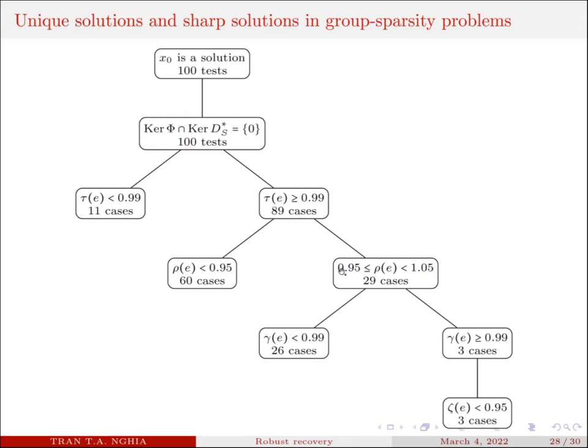Between 0.95 and 1.05, we have 29 cases. For those 29 cases, we try to find gamma E. Gamma is more than 0.95. We have an explicit formula for gamma, easy to compute. We have 26 cases. If gamma is bigger than 0.99, we only have 3 cases. And for those 3 cases, we test with zeta E. You rarely use zeta E, but still, zeta E is going to give you 3 strong solutions.